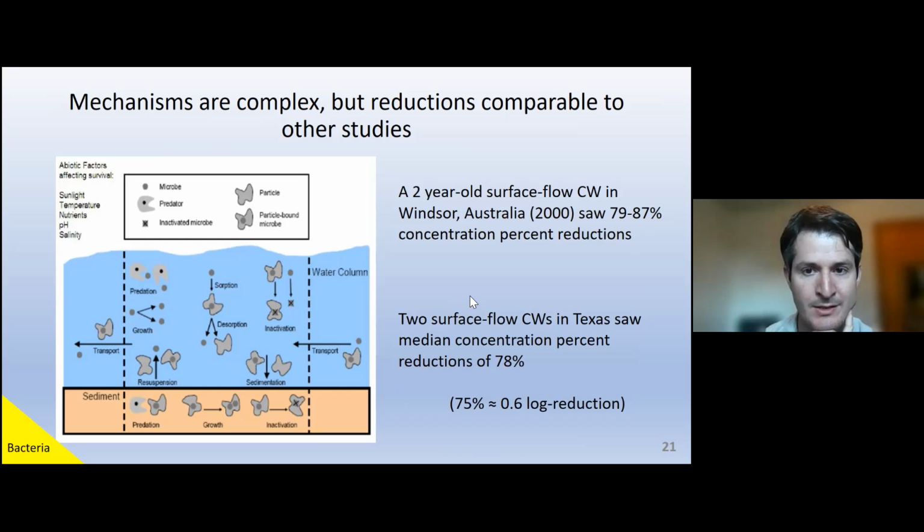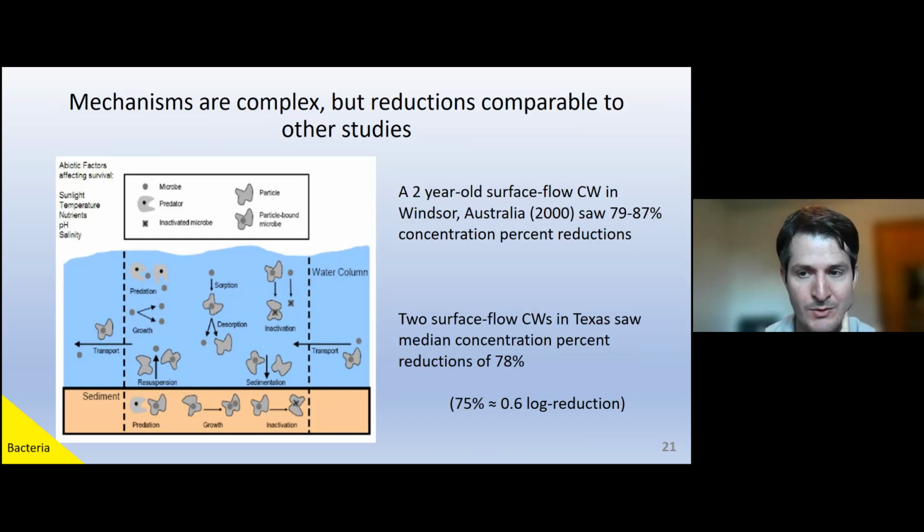And so my results and the log reductions during this study were generally in line with some other studies of constructed wetlands in Australia and Texas, showing around 80% or so E. coli reduction across the constructed wetland.